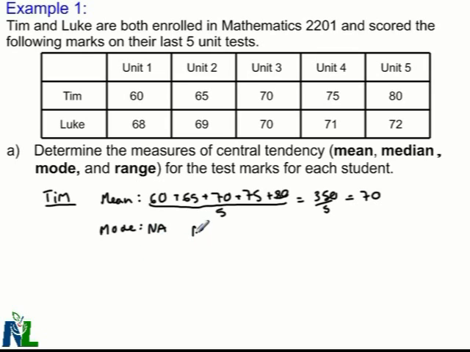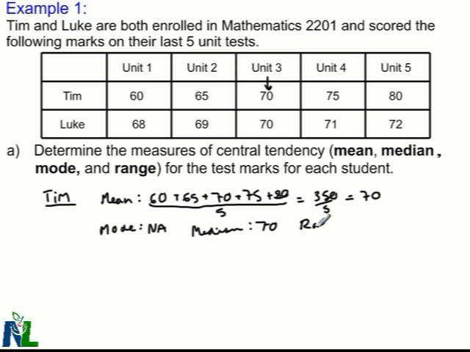The median for Tim, and the median, if we recall, is the middle value if data is organized from least to greatest. Since our data here goes from 60 to 65 all the way up to 80 and is organized from least to greatest, I choose the center value. So I know that the median for Tim is 70, which is the same as his mean.